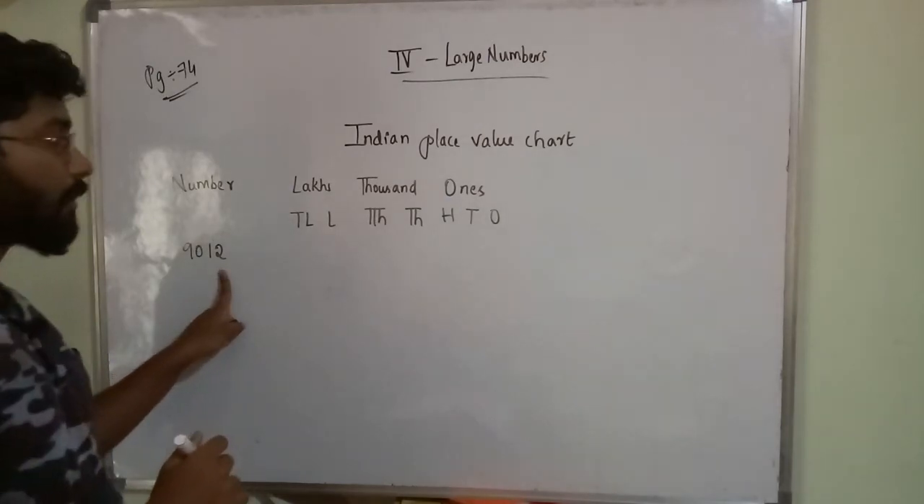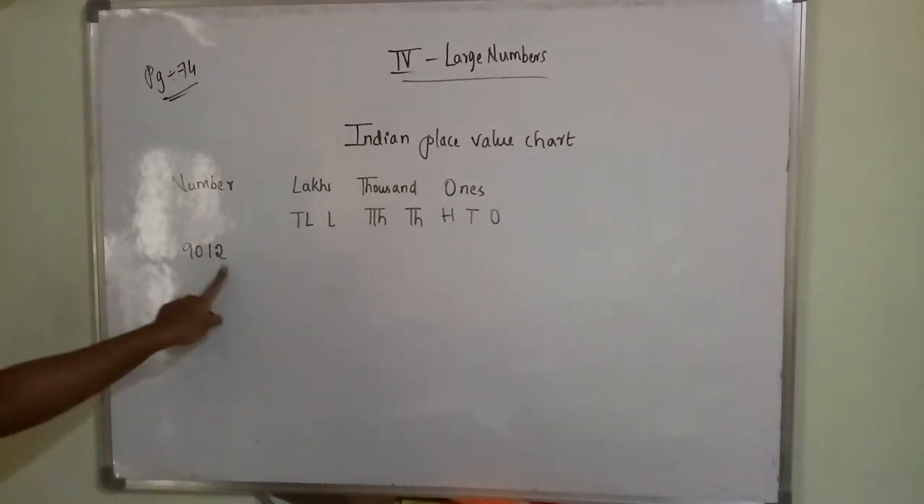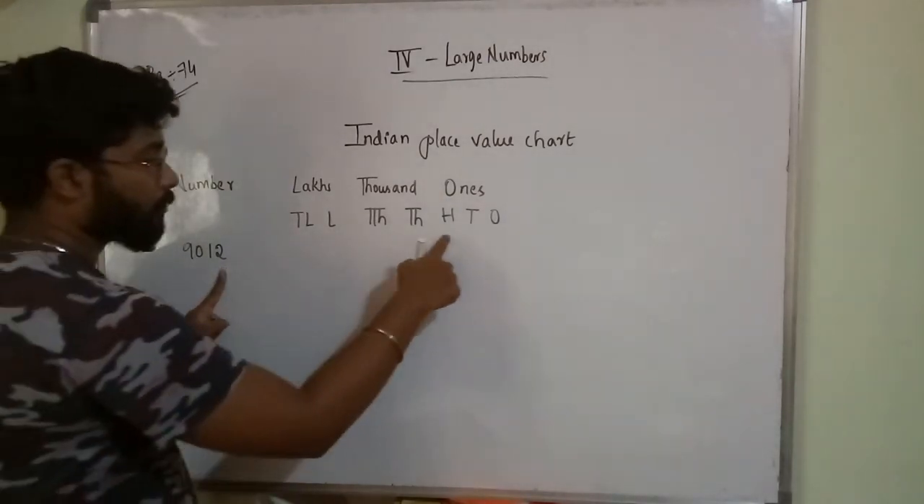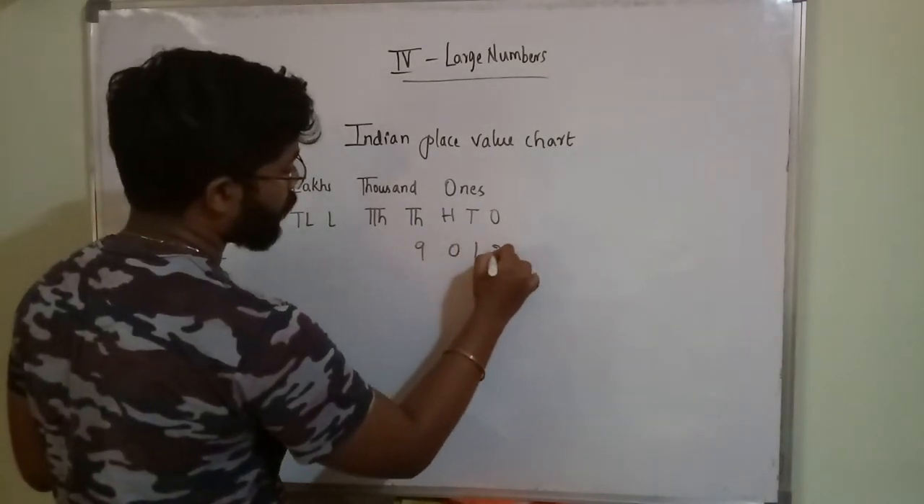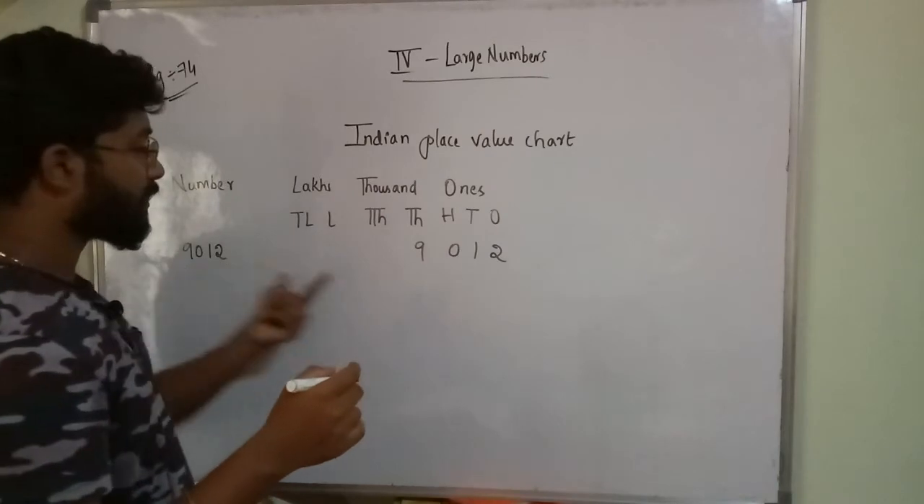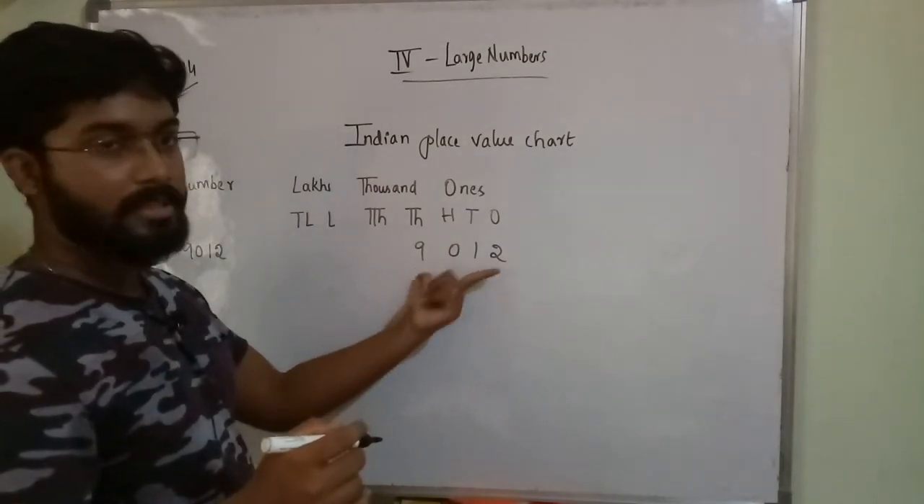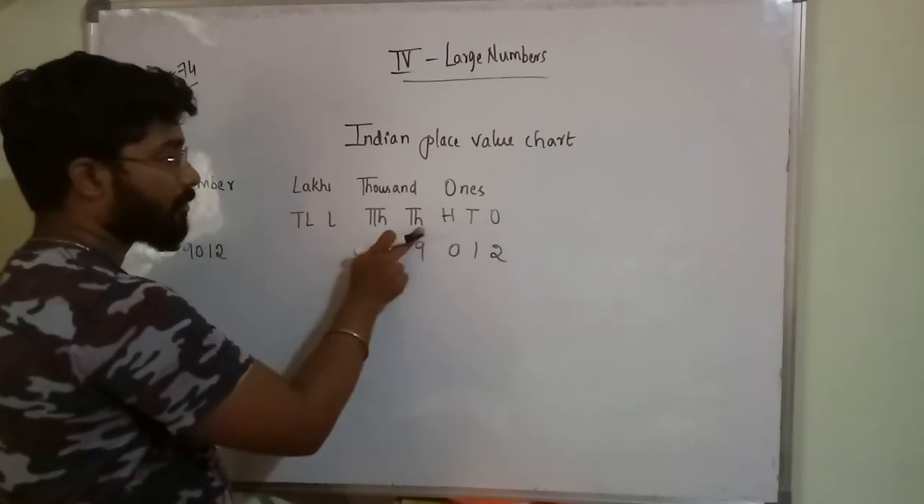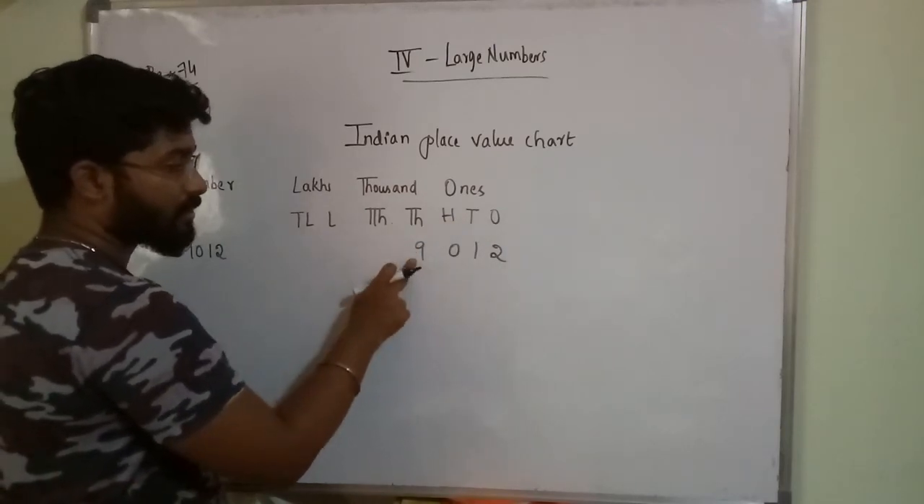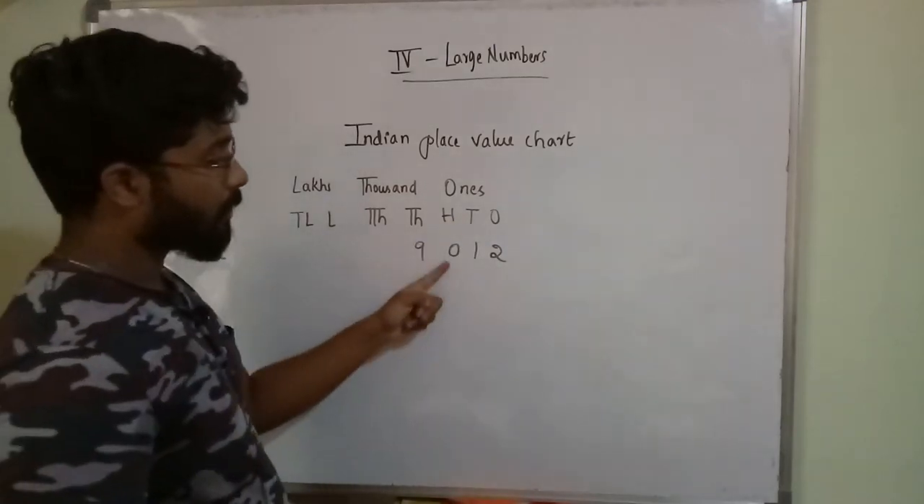Okay, so which number did he give? 9012. This is a 4-digit number, no? So 1 2 3 4. You have to write them according to the 4 digits. Count from here. You will get 4 digits now. Write the first digit under thousands. Like this you have to write.